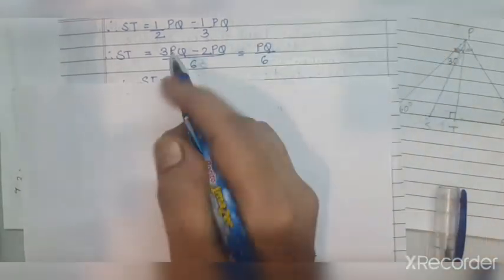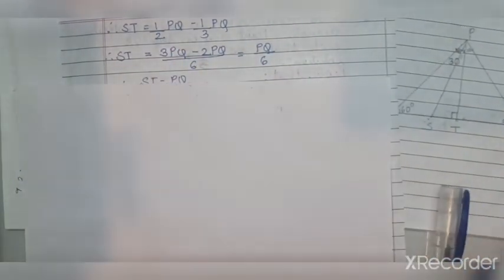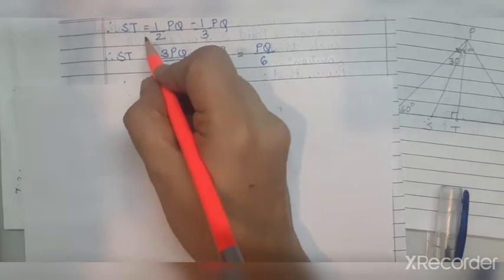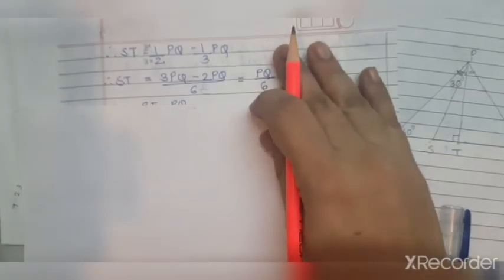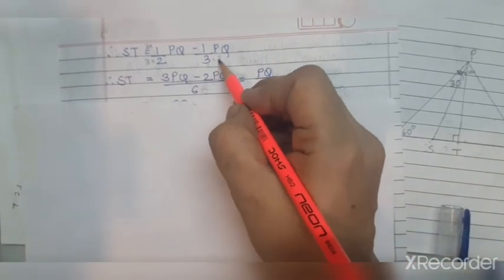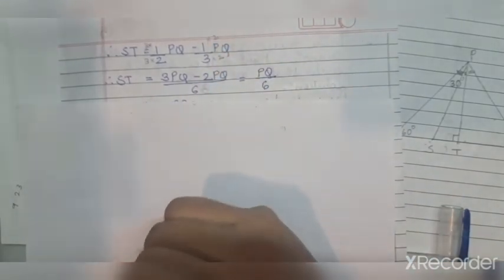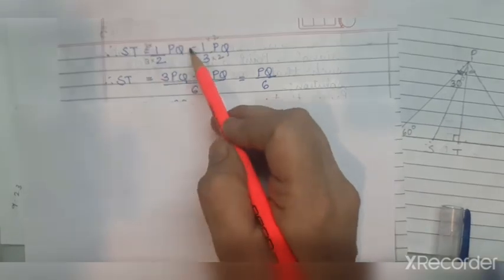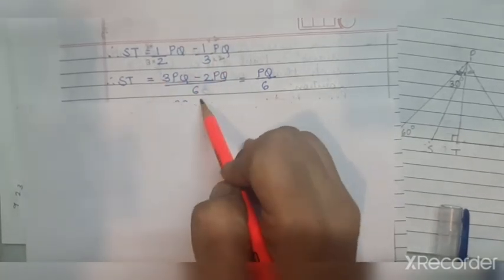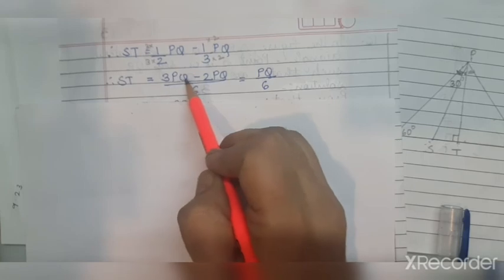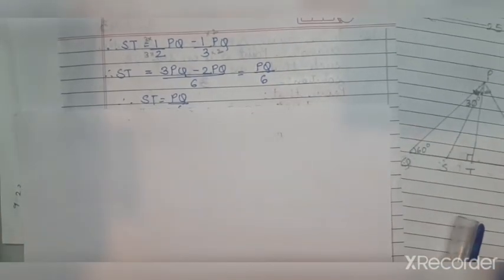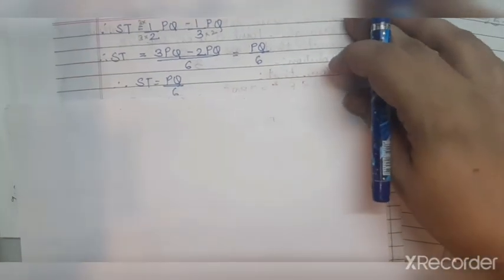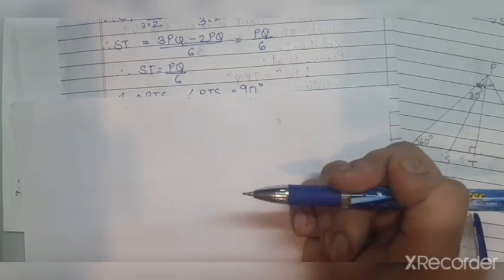So when we multiply here, we have to multiply with 3, so up also we multiply by 3. Sorry, here I multiply by 2, so up also I have to multiply by 2. So we get 3 PQ minus 2 PQ upon 6, and 3 PQ minus 2 PQ is 1 PQ, or you can write simply PQ. So basically we have got that ST is PQ upon 6.